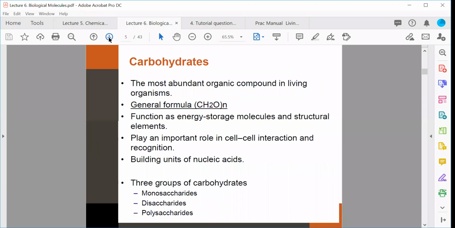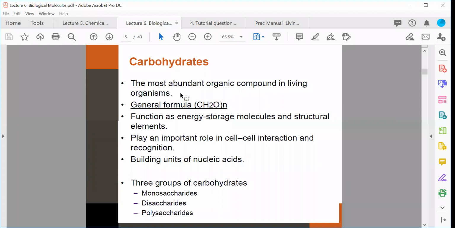All right, so let's start with the all-important carbohydrates. Not a problem. Not a problem. I understand. Everyone's home with the kids at the moment.